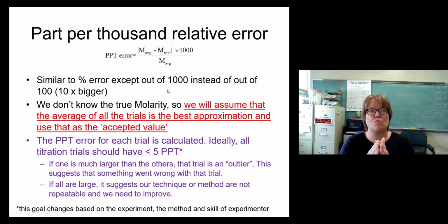This is kind of saying within your 3 trials, where were they? How close were they to the average? Were they all very far apart, or were they all kind of close together? Again, if I knew the actual molarity, I could use that instead of the average, but we don't really know. So I'm going to ask you then to look for those. Ideally, if you did good titrations, all of your part per thousand errors should be less than 5. That may or may not be true. And what is considered acceptable would be changing on the lab.